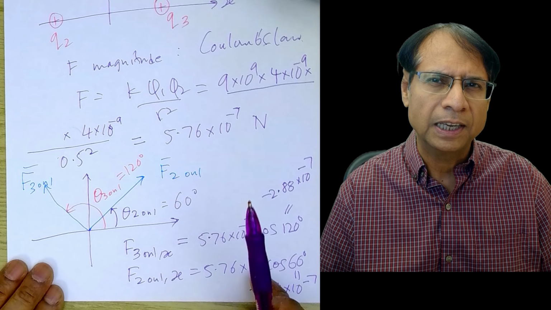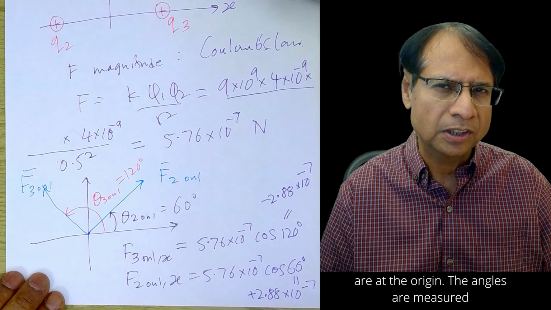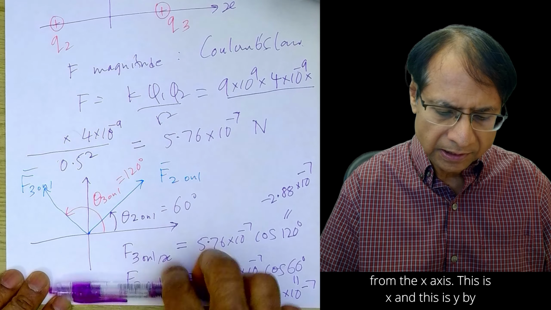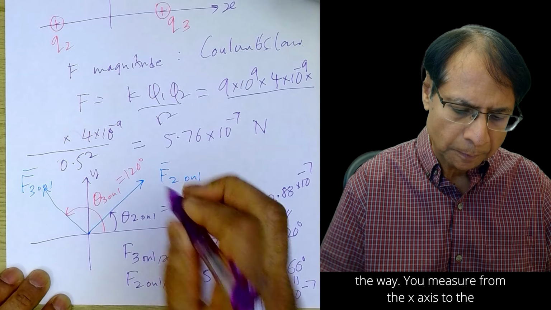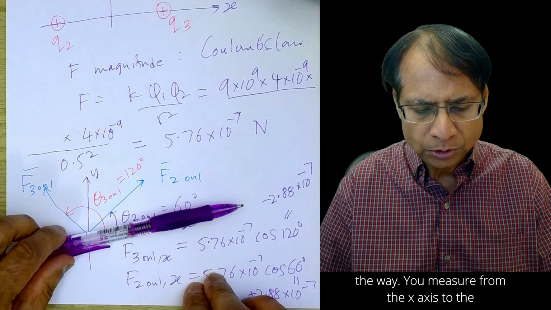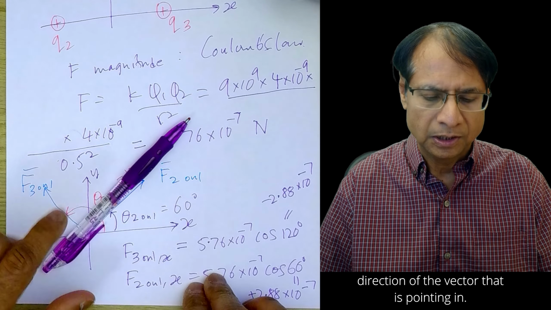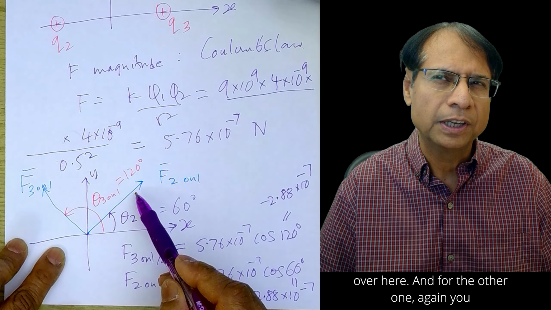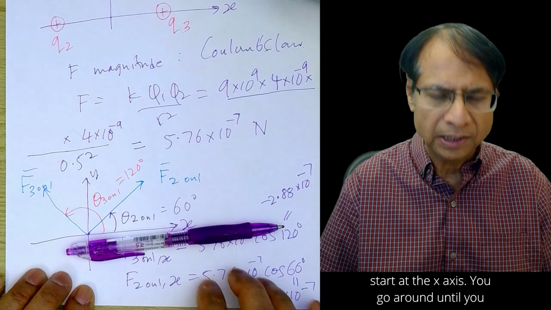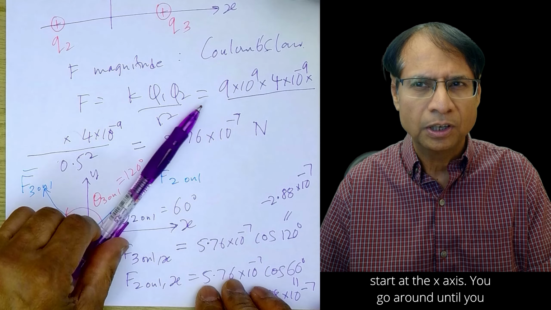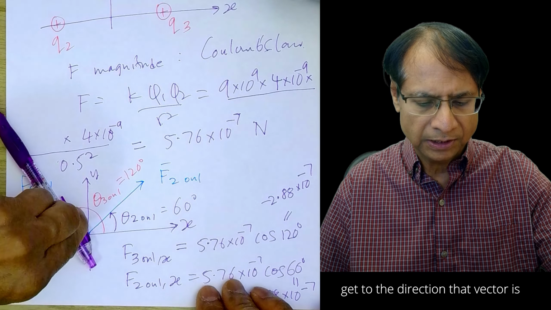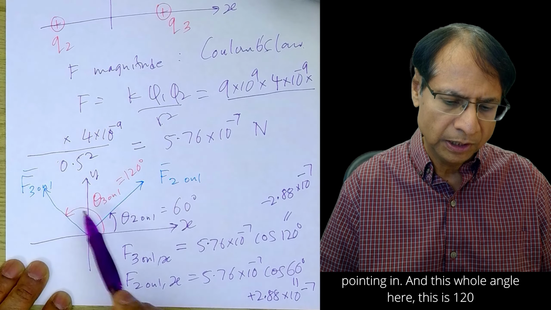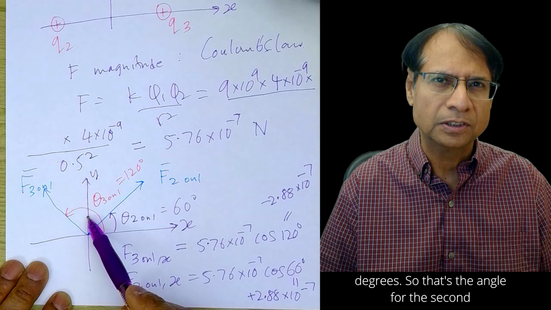Now I can figure out the angle. Once the tails of the vectors are at the origin, the angles are measured from the x-axis. This is x and this is y, by the way. You measure from the x-axis to the direction the vector is pointing in. That angle is 60 degrees for this vector over here. For the other one, again, you start at the x-axis and go around until you get to the direction that vector is pointing in. This whole angle here is 120 degrees. So that's the angle for the second vector.